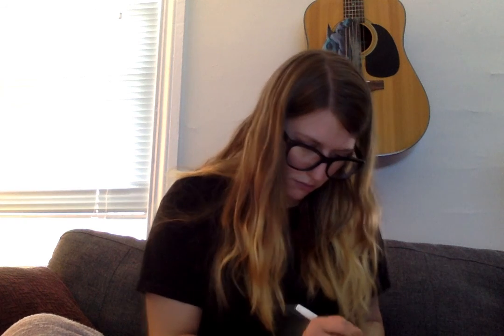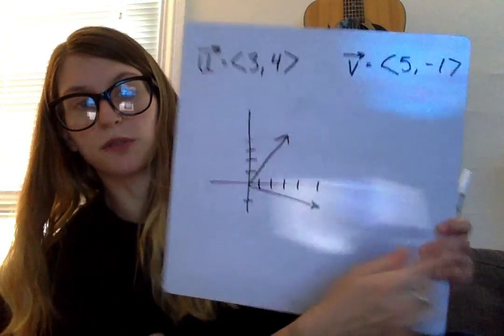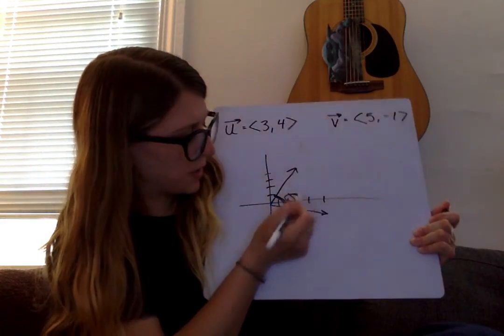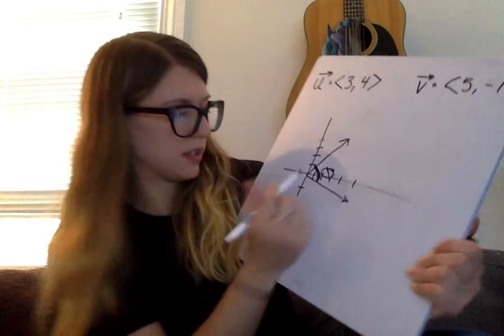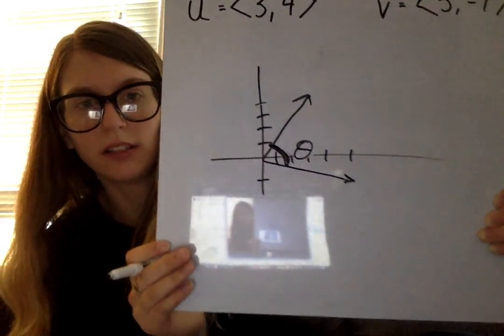2, 3, 4, 5. 1, 2, 3, 4. And then 5, -1. So here is vector u, here's vector v. And what we want to do is find the angle between them. We want to find that theta. That's not a 0 with a line through it, that's theta. Hello, theta. Good to see you again. So that's what this is.